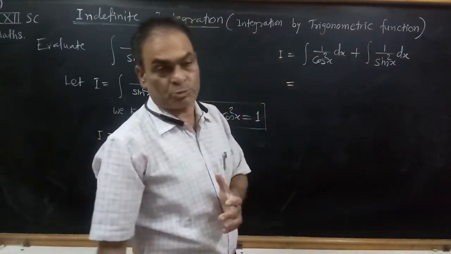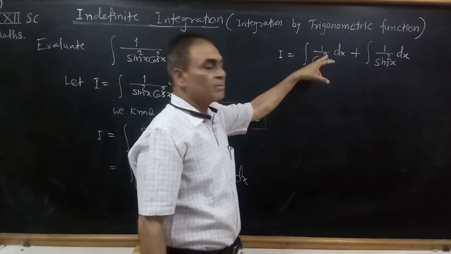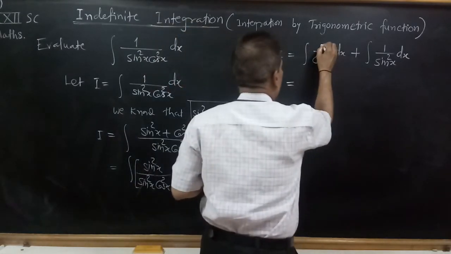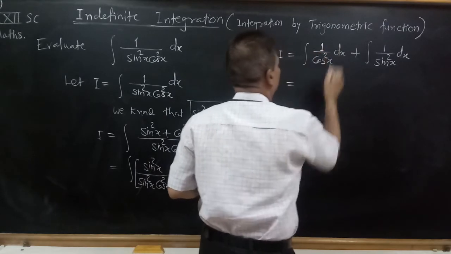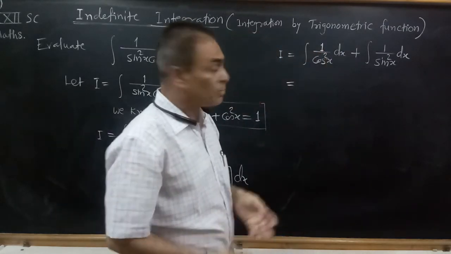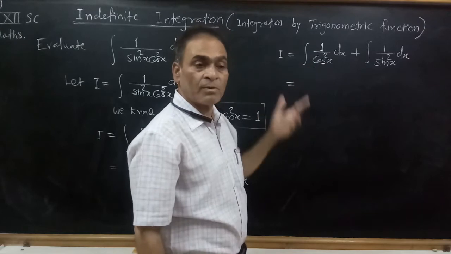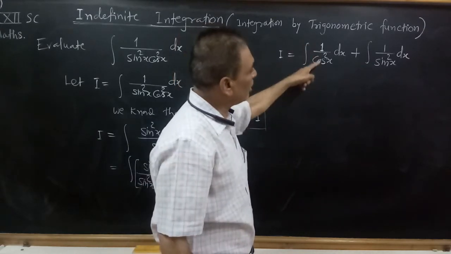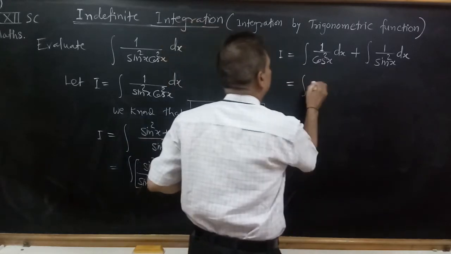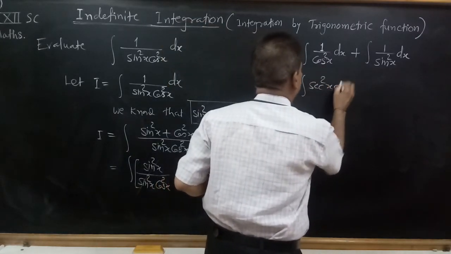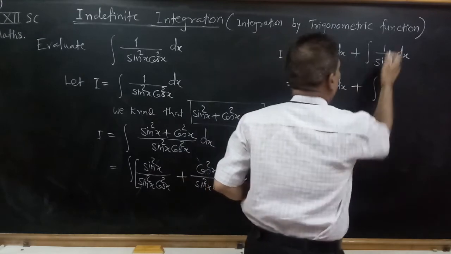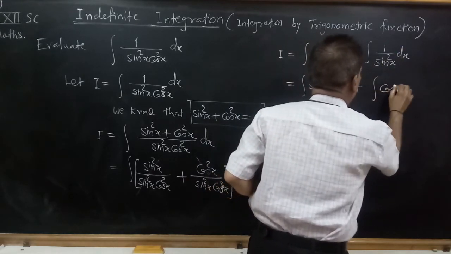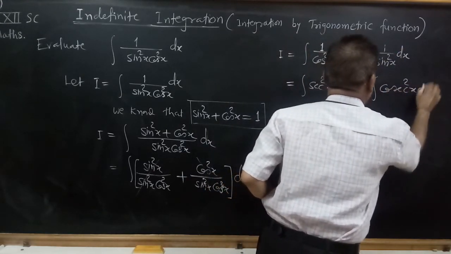Then remember, student, what is the relation between trigonometric ratios? 1 upon cos theta means sec theta. Therefore 1 upon cos square theta means integration of sec square x dx. Similarly 1 upon sin square x means cosec square x dx.